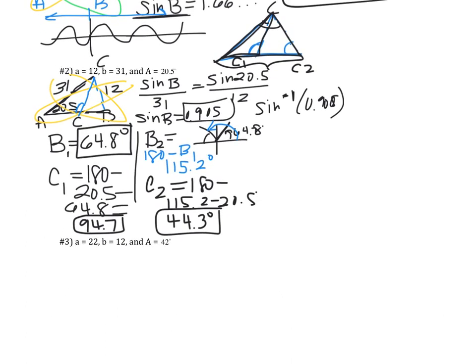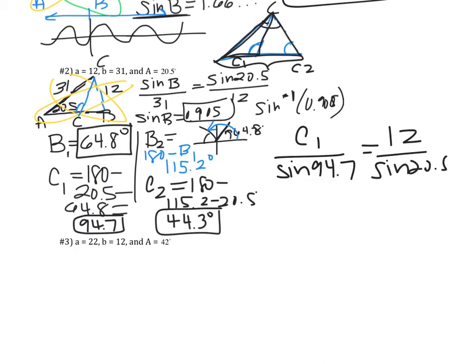You just use law of sines. C1 over the sine of 94.7, because that's angle C1, equals, use your ratio, 12 over the sine of 20.5. That's going to give you the bigger C, actually, because it's across from 94. So let's do it. 12 times the sine of 94.7 divided by the sine of 20.5 gives you 34.2.